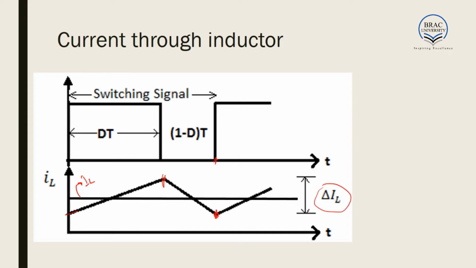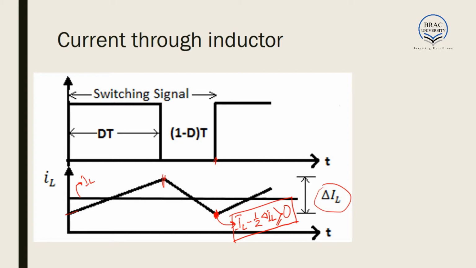This point is the minimum current point. This has to be IL minus half of del IL. And for continuous conduction mode of operation, this point cannot be equal to 0 and cannot be less than 0. So it has to be greater than or equal to 0. This is our condition based on which we will be designing all our DC-DC converters.